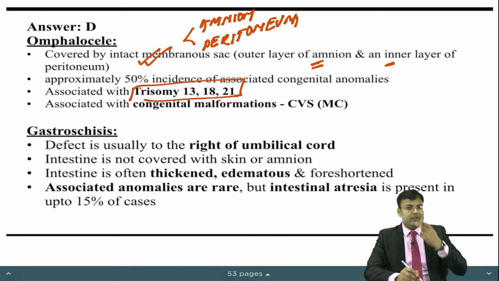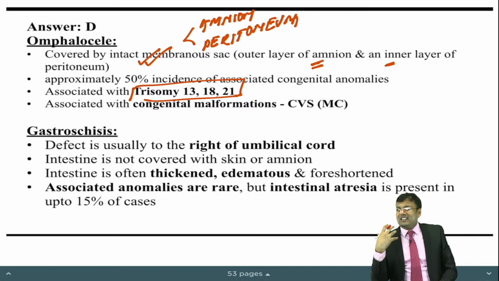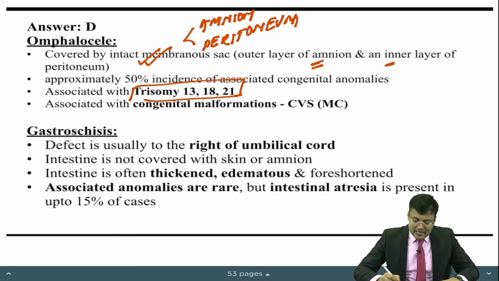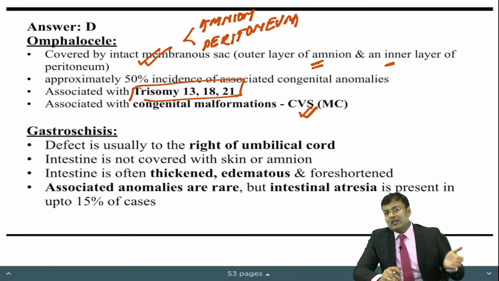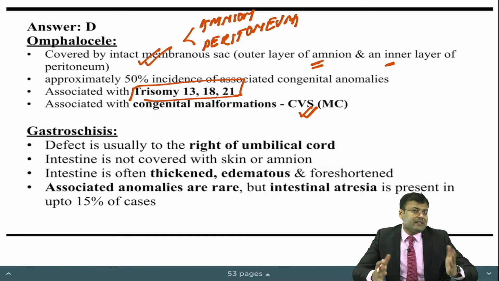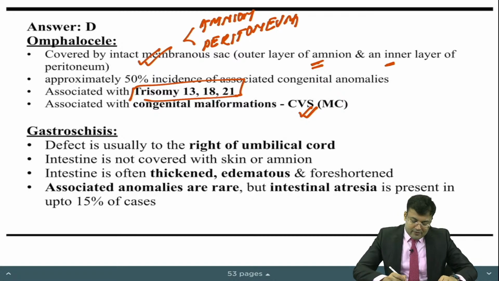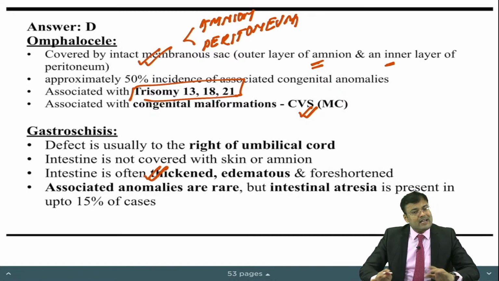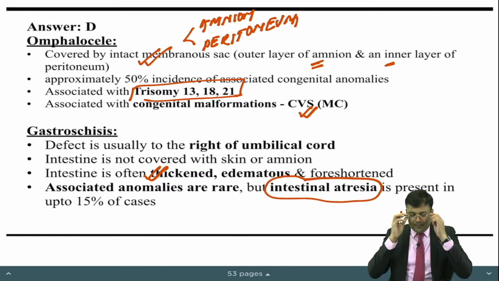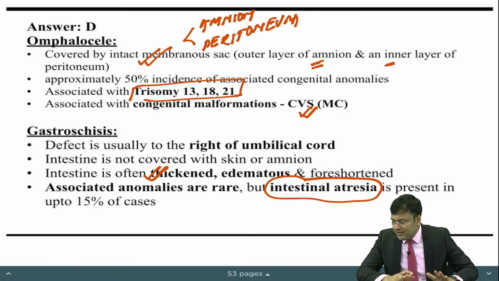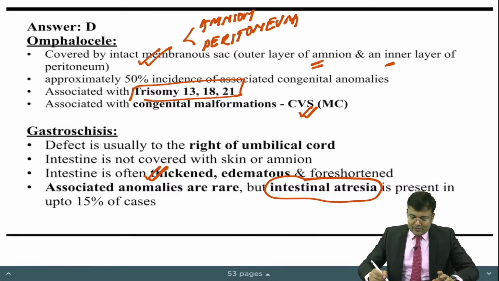So, 13, 18, 21. And what is the most common congenital malformation? That is cardiovascular. In gastroschisis, the defect is on the right side of the umbilical cord, the bowel is exposed, there is increased risk of bowel complications. Congenital malformations are rare, but there is intestinal atresia. These are the differences. Majority of you were correct for this question.